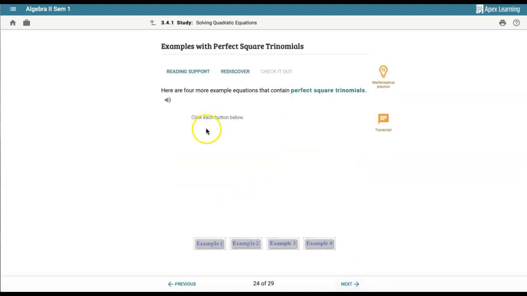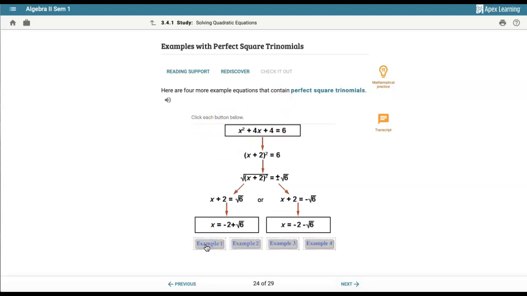Okay. So here's a couple more examples here. I'll go through these quickly because you can click on them yourself. But again, realizing the left-hand side is a perfect square trinomial, so we don't mess with it, right? We factor, we take the square root of both sides, we set up our two equations, and we solve. Same thing for the next ones: factor the perfect square trinomial, square root, set up two equations, and solve for both. And finally, the last one: factor, square root, set up two equations, and then solve.